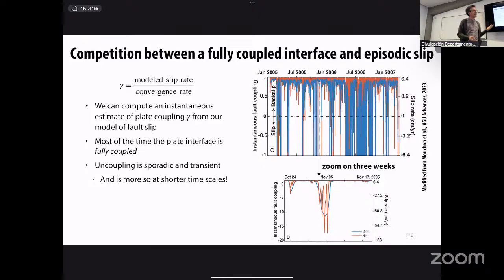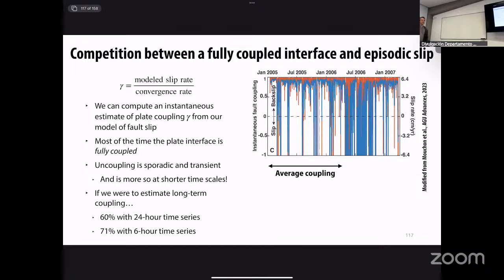But this would suggest that if you only look at 24 hours, you're missing some of the details of the dynamics of how it actually happens, because the geodesist can't tell you anything more than the sampling rate that you're using. But if you go to 6 hours, to a higher sampling rate or shorter timescales, you're able to explain the data just as well, but with a much more intermittent evolution of slow slip.